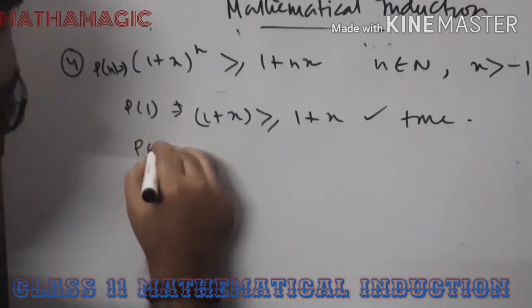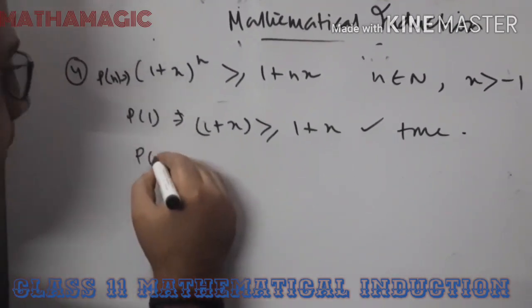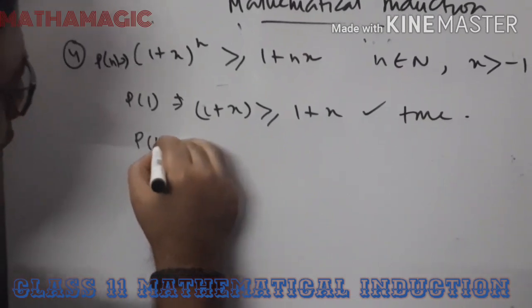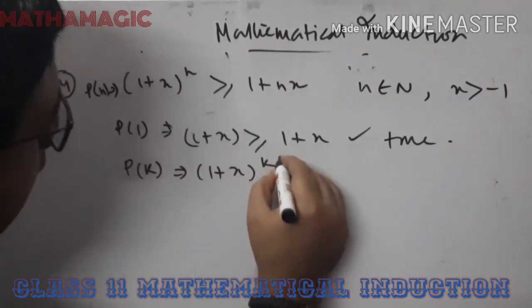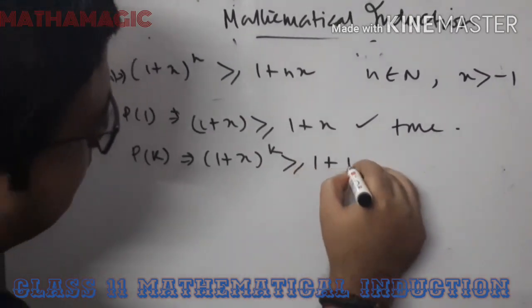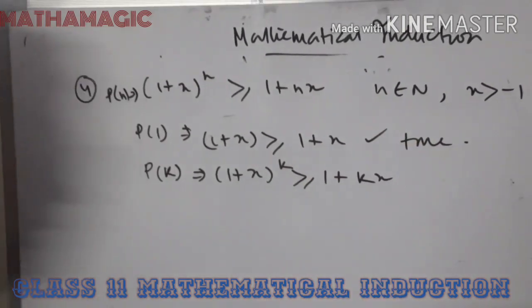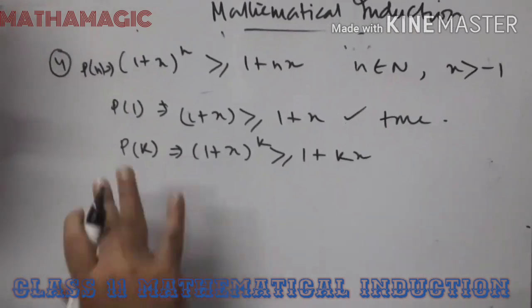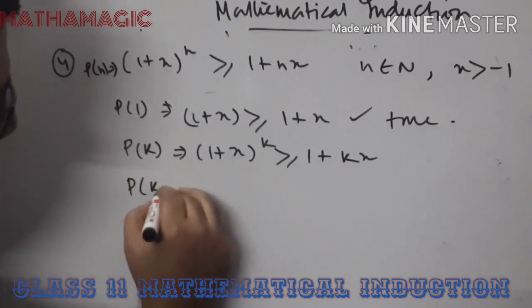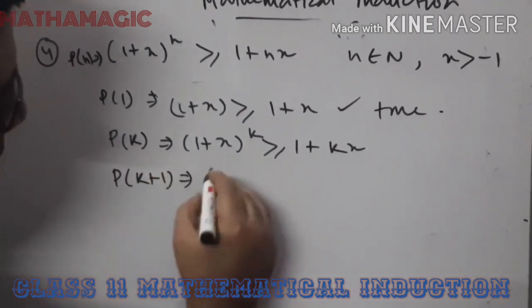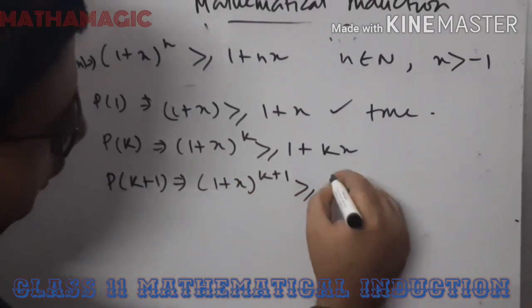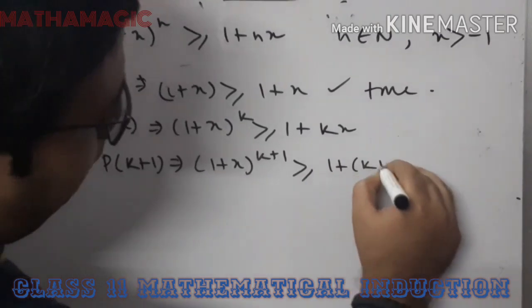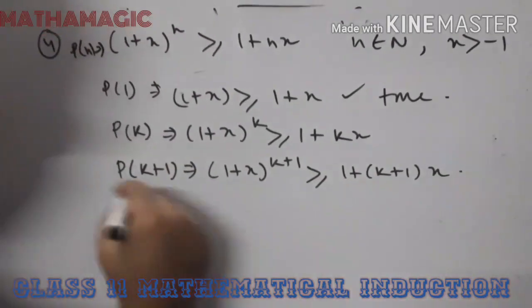Now for p of n plus 1, we have to prove, right? So we will just write p of k. It will be 1 plus x whole to the power k greater than or equal to 1 plus kx. We have already taken this one as true. Now for p of k plus 1, we have to prove that 1 plus x whole to the power k plus 1 is greater than or equal to 1 plus k plus 1 into x. We have to prove this one.